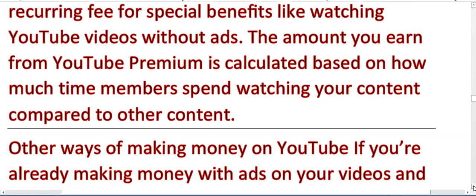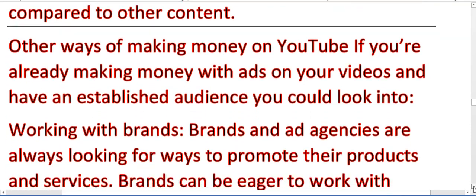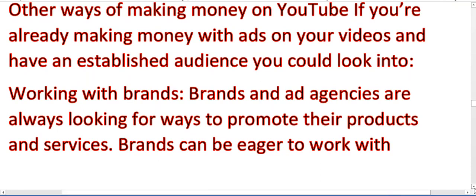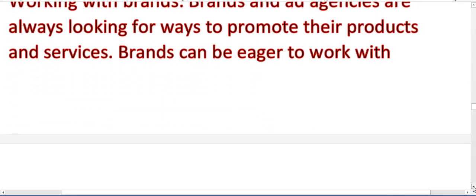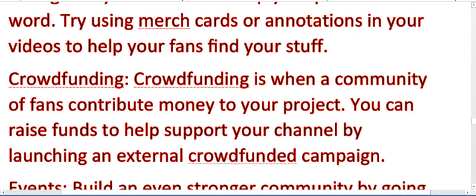Other ways of making money on YouTube: if you are already making money with ads on your videos and have an established audience, you could look into working with brands. Ad agencies are always looking for ways to promote their products and services. A brand can agree to work with a creator when the target audience of their product is similar to the creator's channel audience. No need to be shy if you have a few thousand subscribers. Take charge and prepare a pitch for brands and advertisers. Think of it like a collab. Use merch cards or annotations on your videos to help your fans find your stuff.